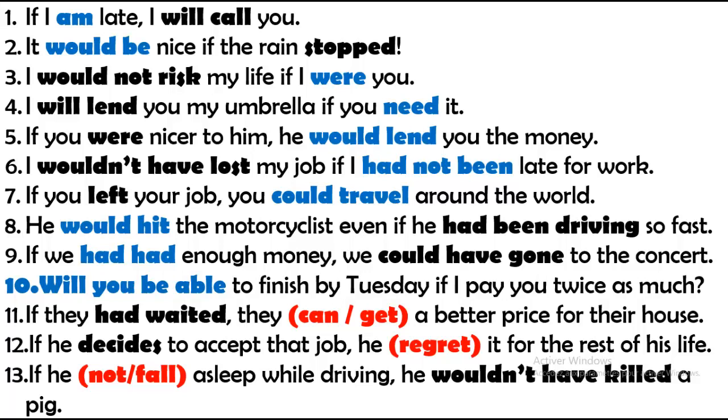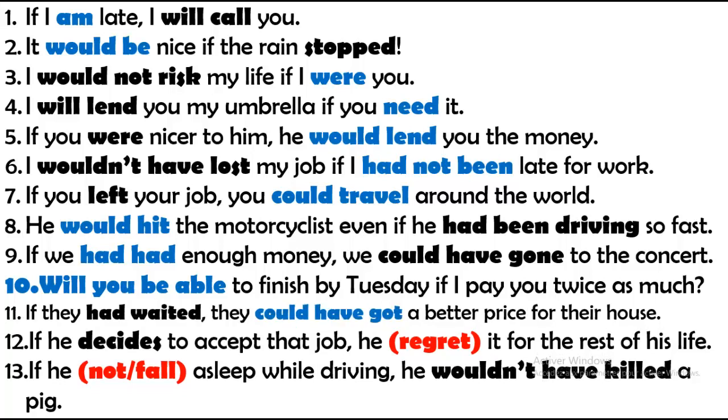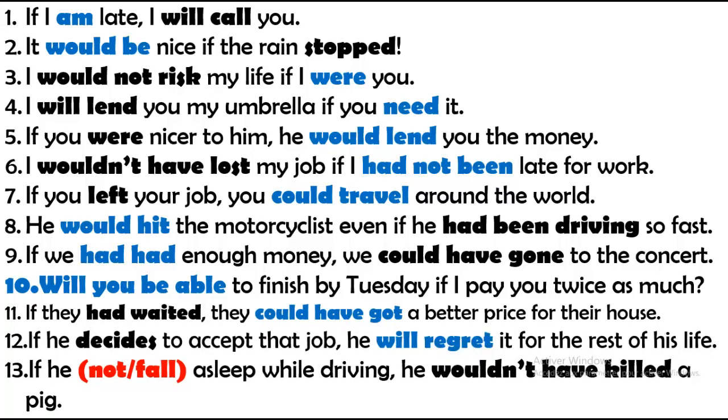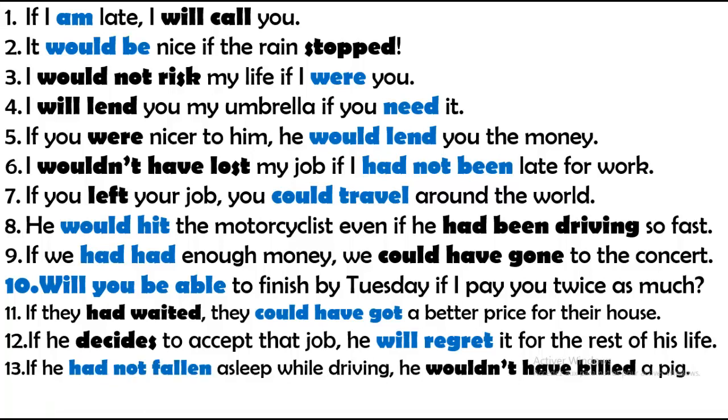Number 11, if they had waited, they can get a better price for their house. Had waited is the past perfect. It goes along with the past conditional, could have got. Number 12, if he decides, decide is the present, it goes with the future, will regret. If he not fall asleep while driving, he wouldn't have killed. Wouldn't have killed is the past conditional, it goes with the past perfect, had not fallen.